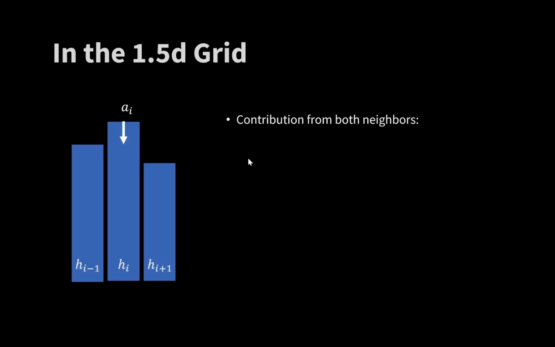Now let's have a look at what happens when we have a column i surrounded by two columns i minus 1 and i plus 1. Now to compute ai, we need to consider both neighbors. In the pair i and i plus 1, the column i plays the role of the left column, as in the slide before. Therefore, ai is proportional to hi plus 1 minus hi. In the pair i minus 1 and i, the column i plays the role of the right neighbor. Therefore, we have a minus sign here. Removing the brackets gives ai is proportional to hi minus 1 plus hi plus 1 minus 2hi.